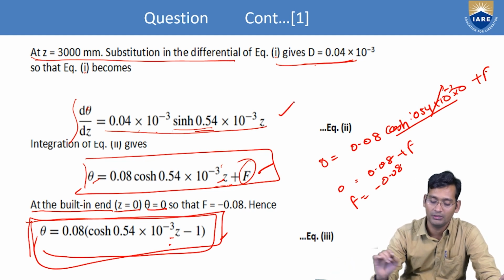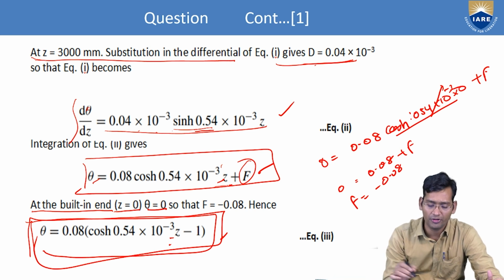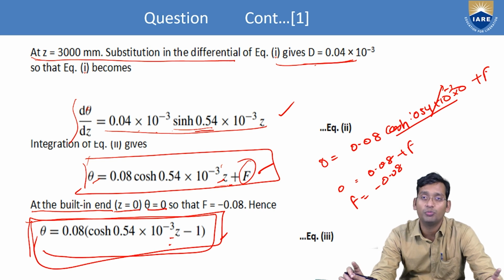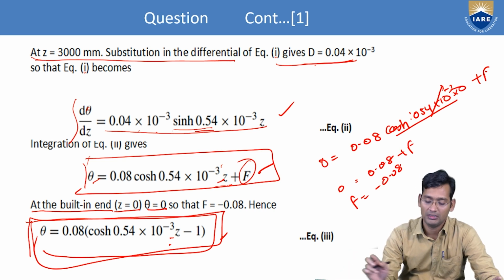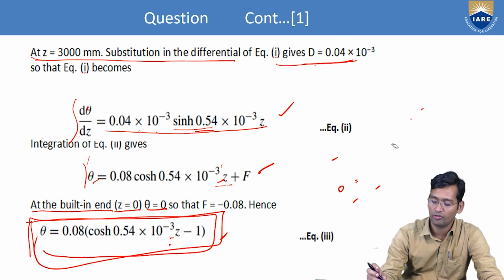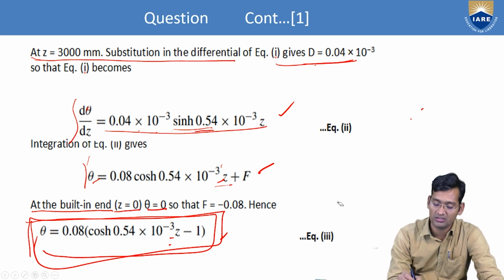So now we have d theta. Now just integrate to find theta. After integrating, what will you get? Theta equals 0.08 cosh 0.54 into 10 to the power minus 3 z plus F, where F is the integration constant. So first we have to find the value of F, and after finding it, we can substitute here.